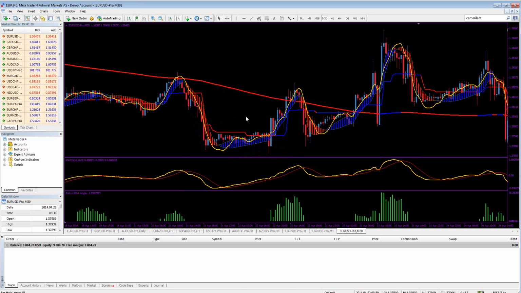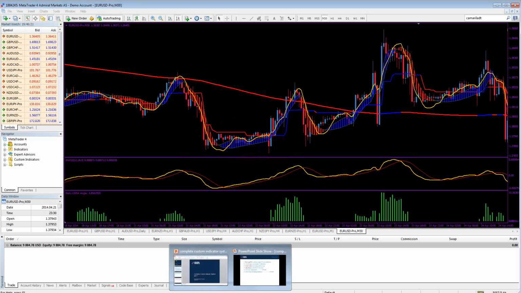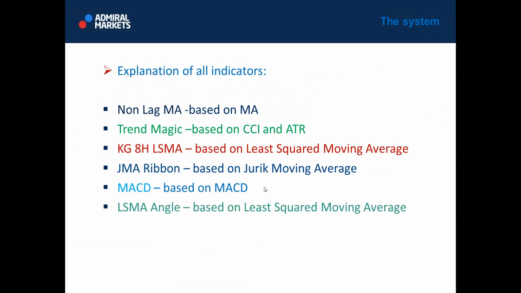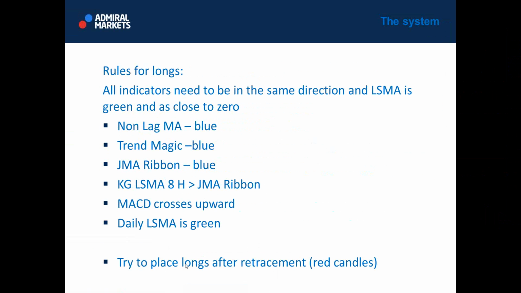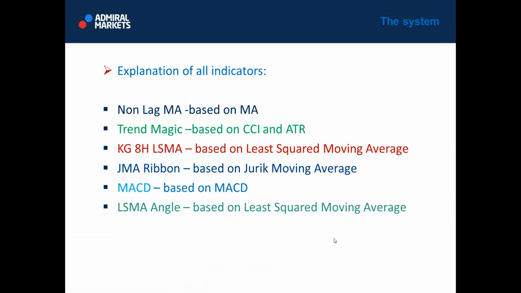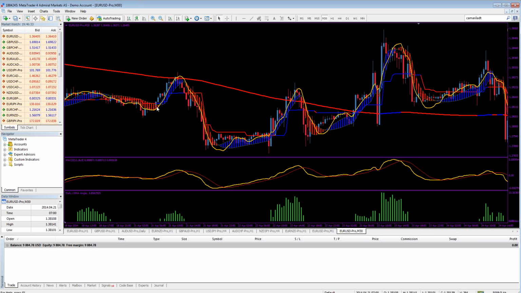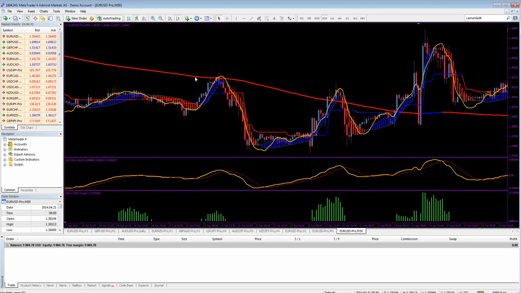So try to always remember the rule which I have put myself. Try to place longs after retracement and try to place shorts after retracement. So always watch for blue candles first before placing short, because non-lag EMA is the best indicator for this system because it captures the trend perfectly.